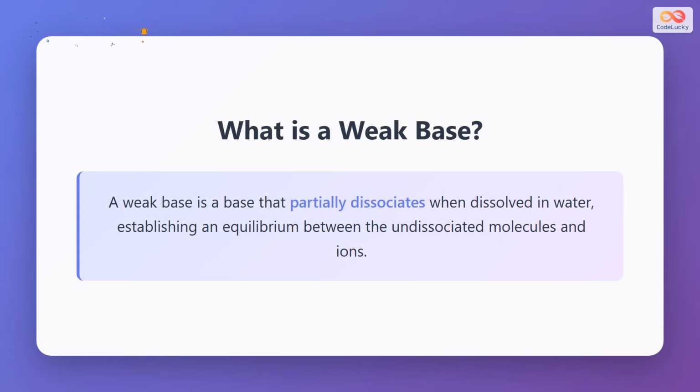A weak base is a base that partially dissociates when dissolved in water. Unlike strong bases that completely break apart into ions, weak bases only partially separate, establishing an equilibrium between the undissociated molecules and the ions they form. This partial dissociation is the key characteristic that defines weak bases.